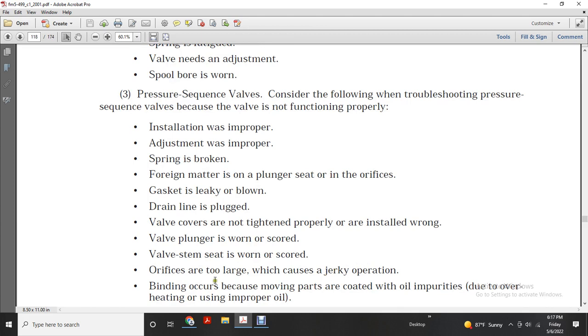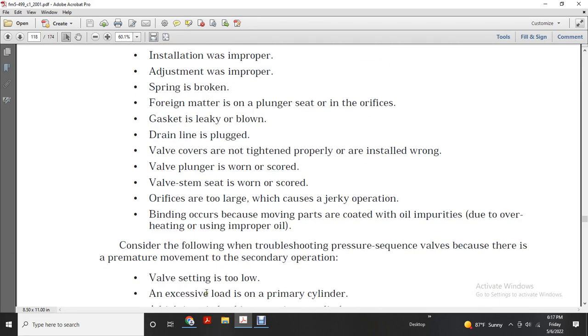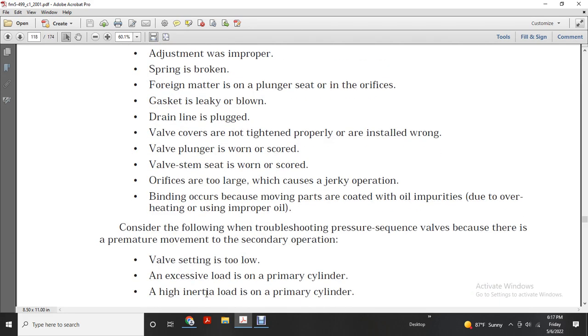The orifices are too large, which causes jerky operation. Bent curves occur because of moving parts of the cover, with oil impurity due to overheating or using improper oil. Consider the following when troubleshooting the pressure sequence valve. There is premature movement of the secondary operation. The valve setting is too low for the expected load of the primary cylinder. High air load on the primary cylinder.